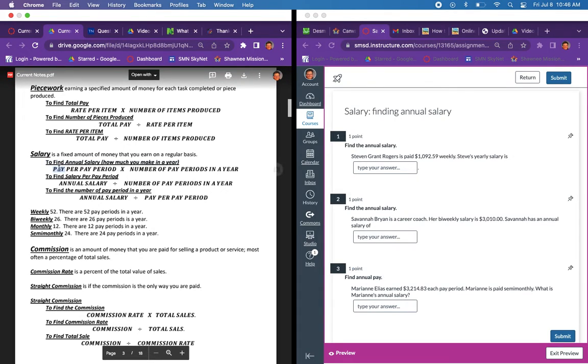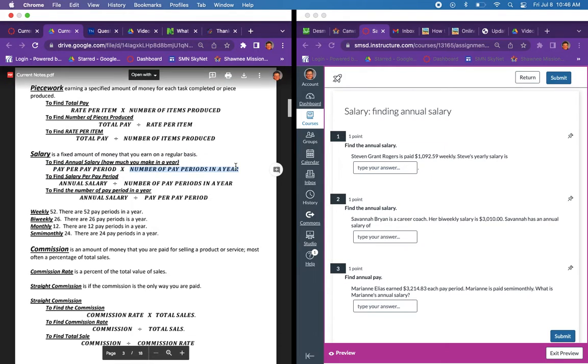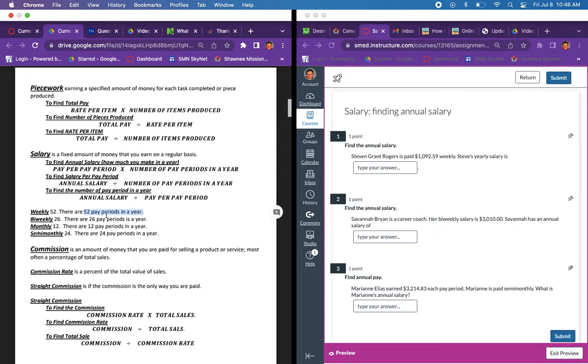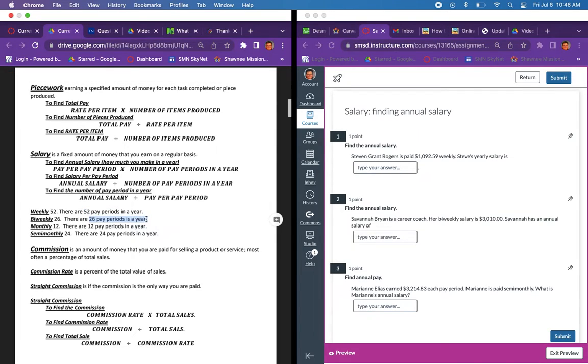You're going to take how much money you make every pay period you work, and multiply that by how many pay periods there are in a year. So how much do you make when you get paid, and how often are you paid? How many times are you paid in the year? If you're paid weekly, that means you get 52 paychecks in a year. If you're paid bi-weekly, that's half as many, 26 pay periods in a year. If you get paid monthly, there's 12 months, so you get paid 12 times a year. And if you get paid semi-monthly, that's twice a month, which would be 24 pay periods a year.